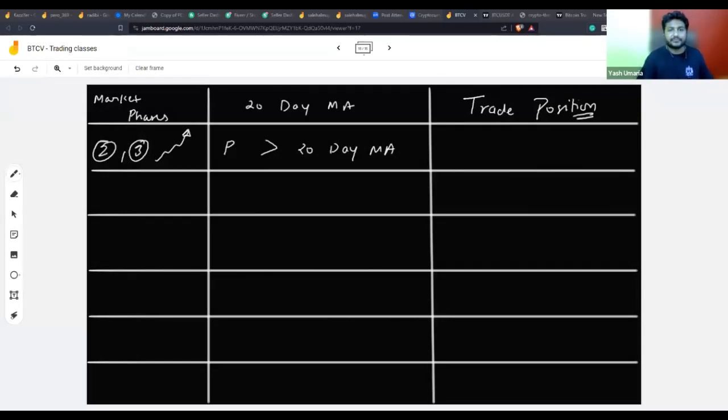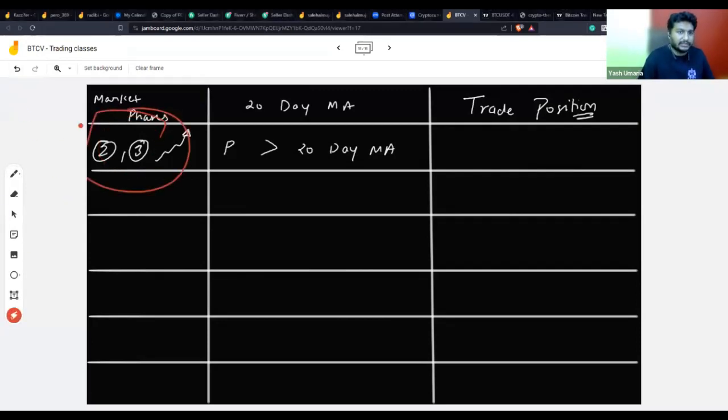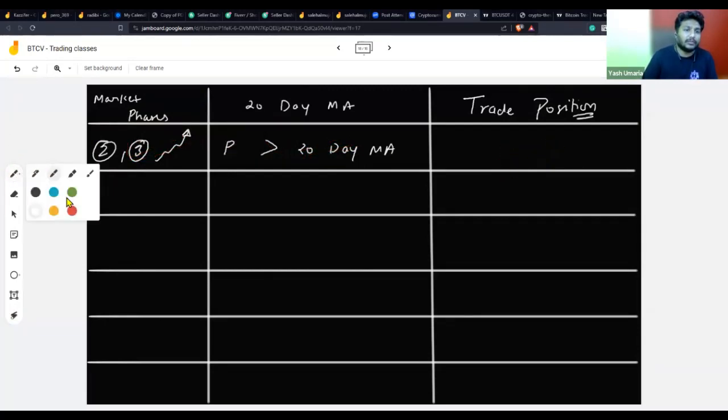Okay, no worries. See, if the market is bullish, correct? Here what we are getting in news is that the market will move up, right? Because we are in the second or the third phase. And if the price is already greater than the 20-day moving average, okay, great. That is also a bullish sign. So bullish sign plus bullish sign gives us a logic that we should take a bullish or a long position trade.